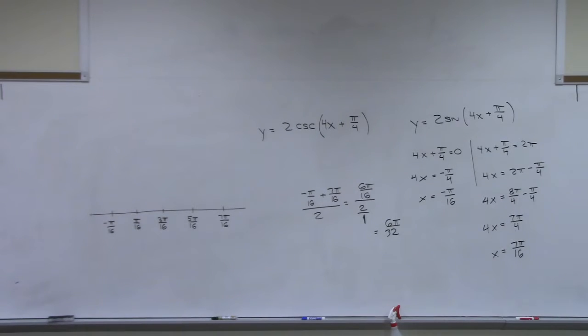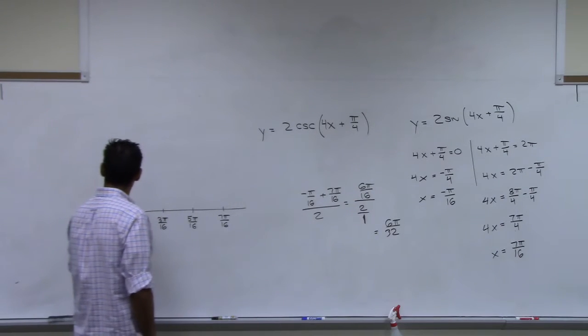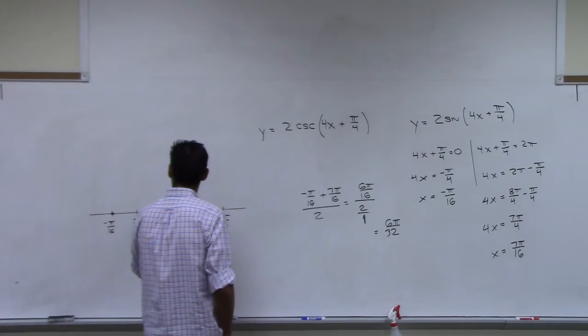Okay, now what? Mark the x-intercepts. And where do I mark them? Since it's a sine curve, at the ends and in the middle. So at the ends and in the middle, I have x-intercepts.